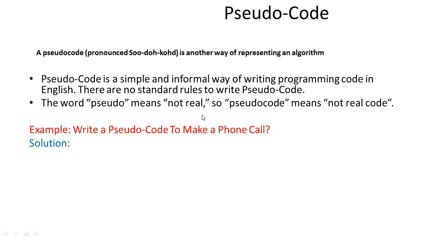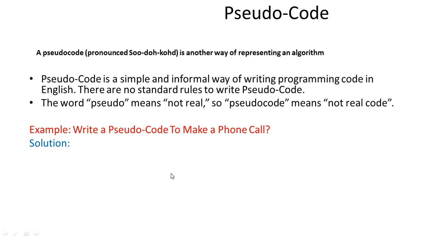Now we are going to discuss pseudocode. Pseudocode is another way of representing an algorithm. Pseudocode is a simple and informal way of writing programming code in an English-like language. There are no standard rules to write the pseudocode. The word pseudo means not real and pseudocode means not a real code.